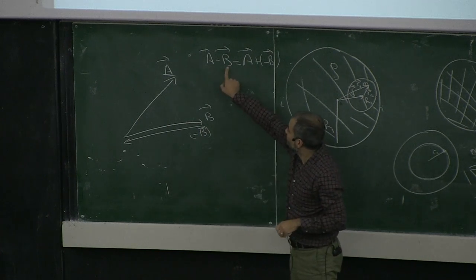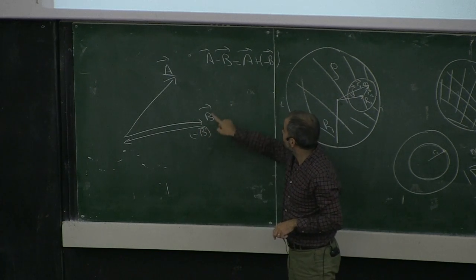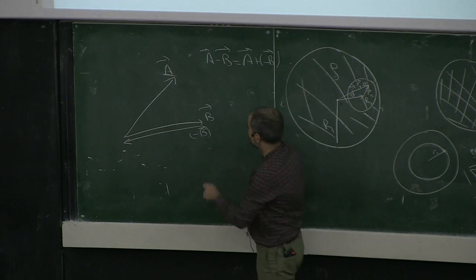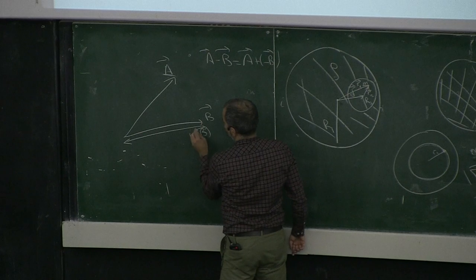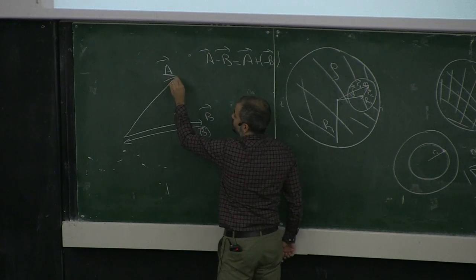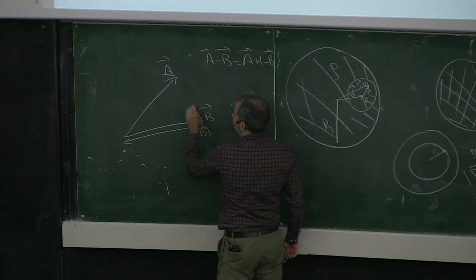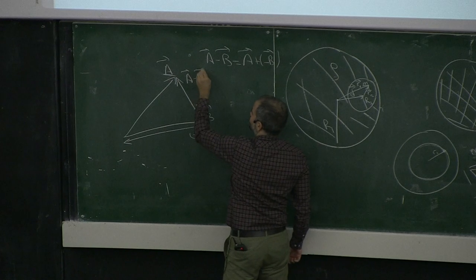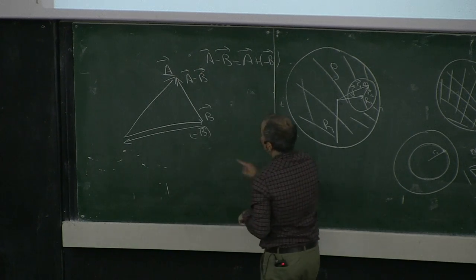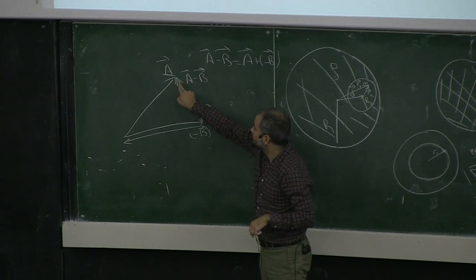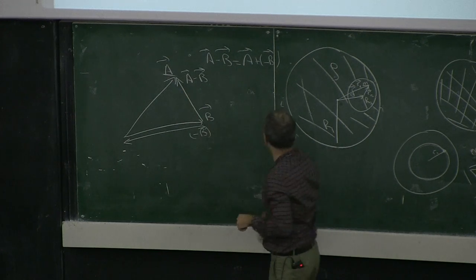So if I want to subtract B from A, I just take minus B, and to this minus B, I add the A vector. So I start from the end point of B. This is minus B vector plus the A vector. I reach here. So A minus B is nothing but this vector over here. This is A minus B. So it starts from the end of the vector that I'm subtracting and ends at the vector that I'm subtracting from.